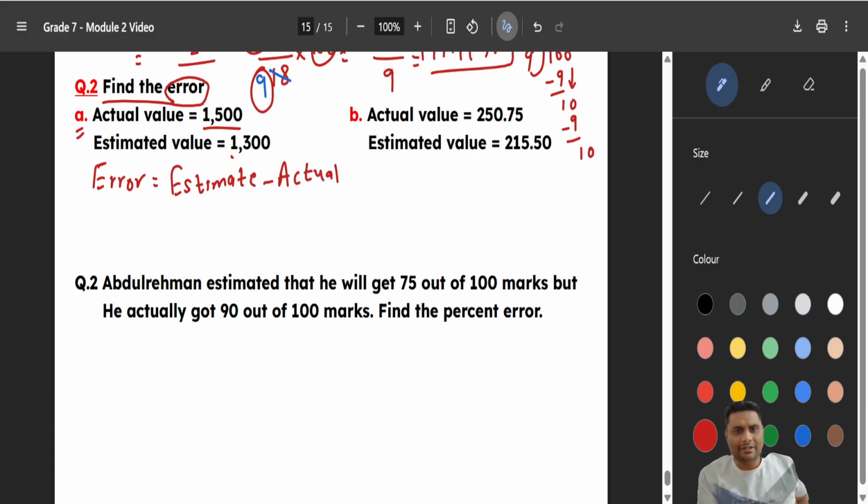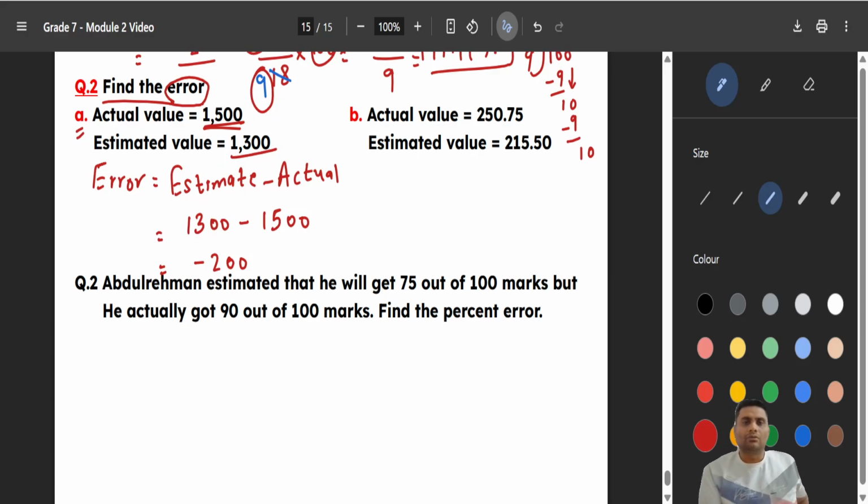So what is the estimate here? 1300. And what is the actual value? 1500. Now it will give me negative 200, meaning the estimate was less than the actual value. The minus sign tells me that the estimate was less than the actual value. And if it is positive, the estimate was more than the actual value.